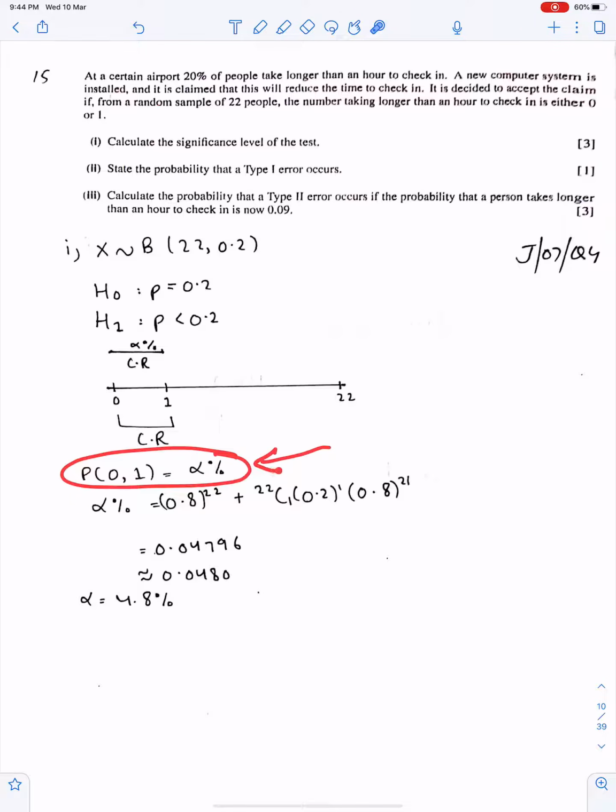Make sure you understand this concept well. It says you will reject H0 when the numbers are 0 and 1. Accept the claim means rejection of H0. So that means the critical region consists of 0 and 1. So you just need to find the probability of 0 and 1 to get the probability of the critical region. This probability must be alpha percent. So when you find this probability, you will get alpha. It is 4.8%.